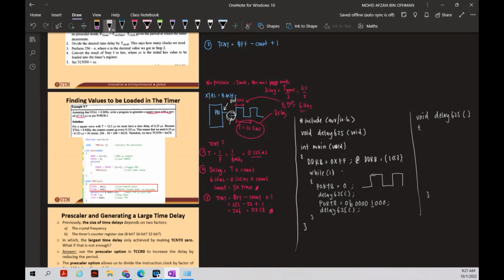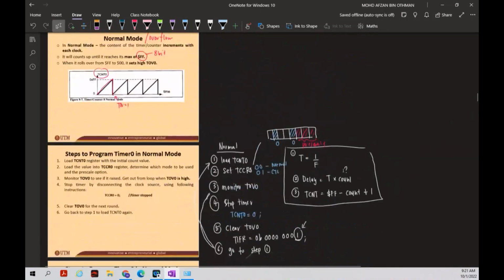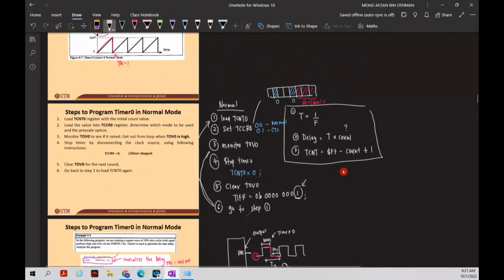Okay, we already learned that there are a few steps that you need to remember. What will be the first step? You need to initialize your TCNT0. Okay, that's your first step. Previously, this is load your TCNT0. The second step, set your TCCR0, then monitor your TOV0, stop timer, clear TOV0, and go to step 1. So these are the steps that you need to do for the timer programming by using the normal mode.